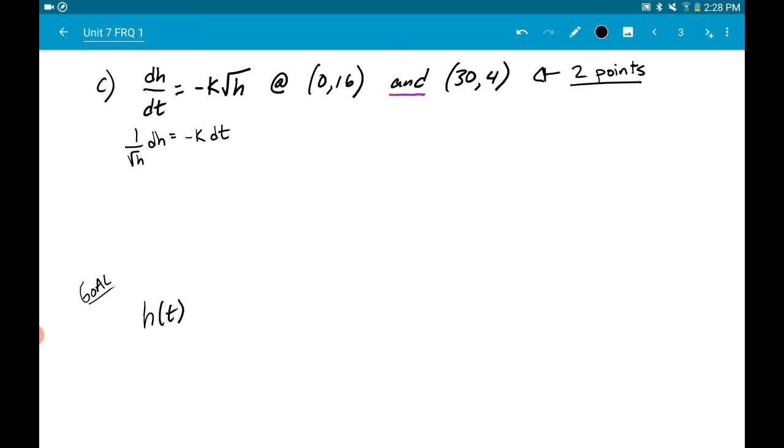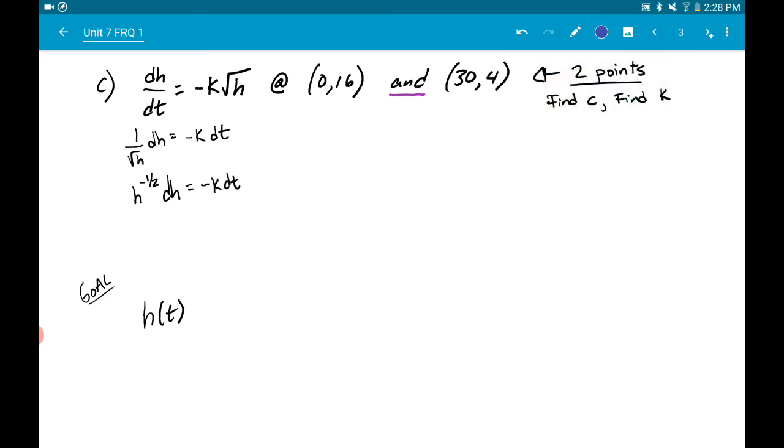And without spoiling too much, what ends up happening is with the 2 points, you're going to use one of the points to find c, and the other point to find k, because there's 2 constants. And usually speaking, if you have 2 variables, then you're going to need to have 2 points or 2 conditions or two equations or something like that. So anyway, this is going to be h to the negative 1/2 dh. This is just going to hang out for a second.